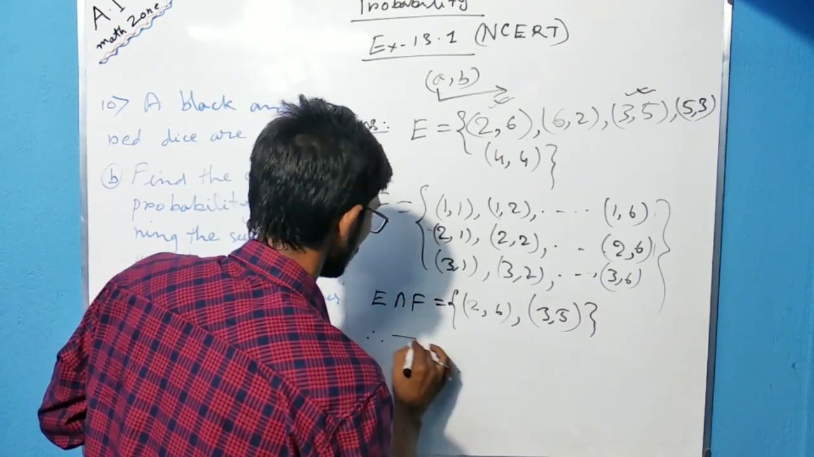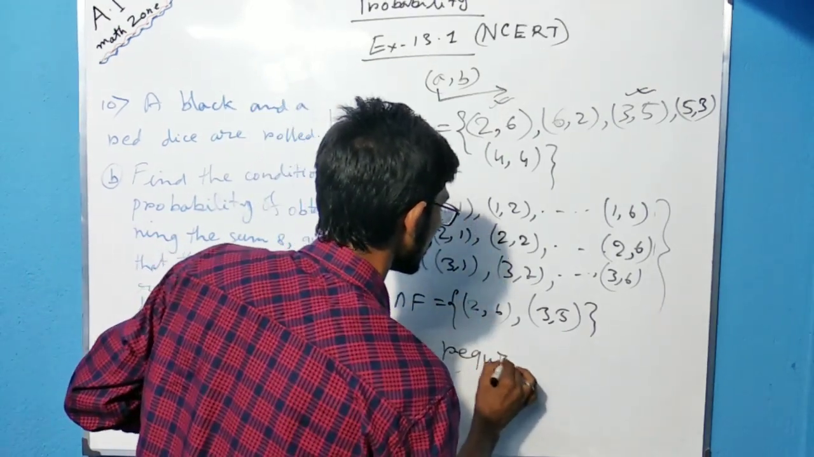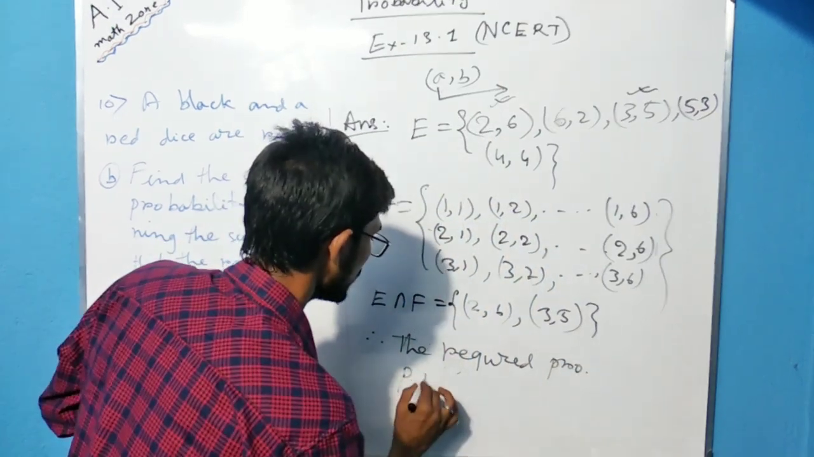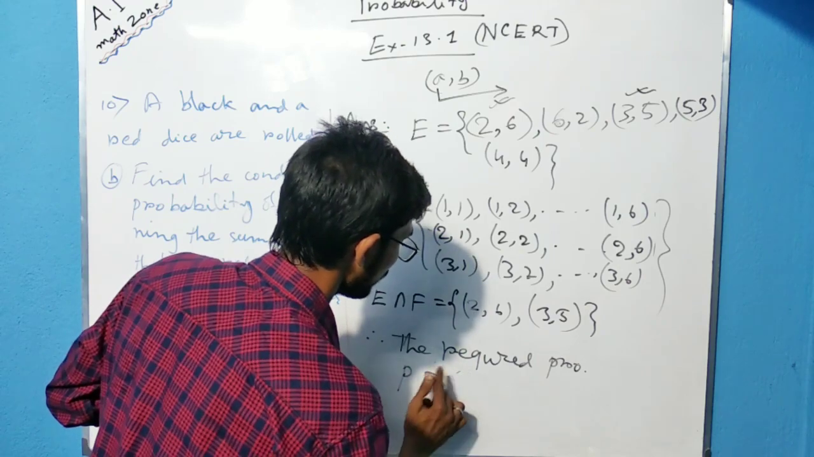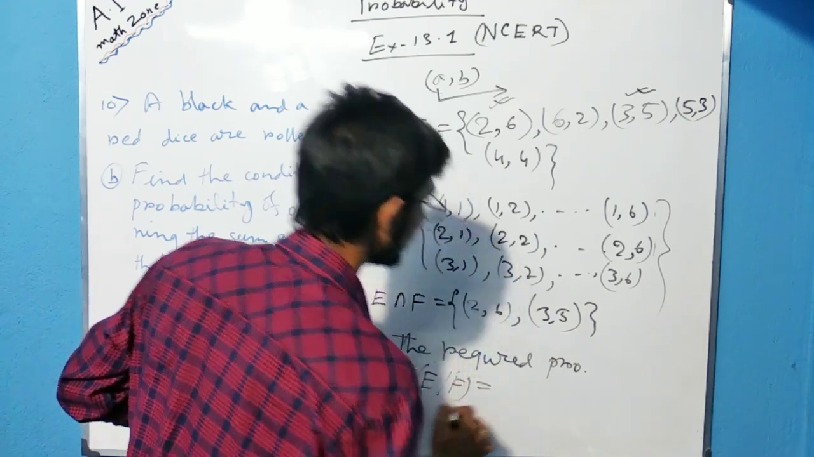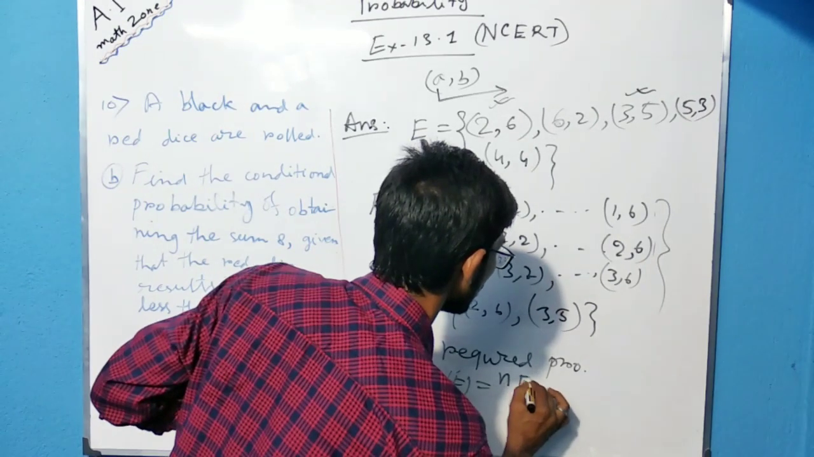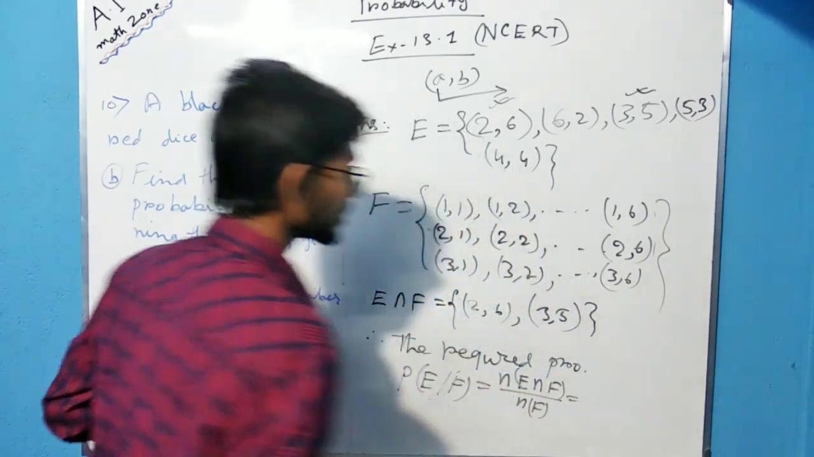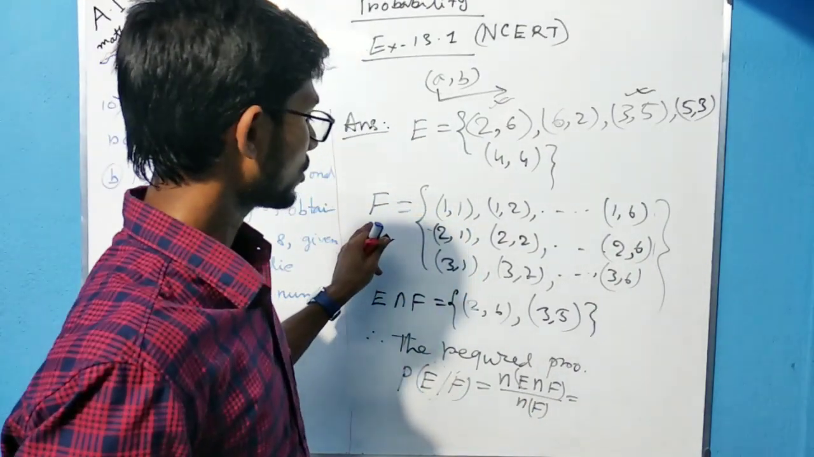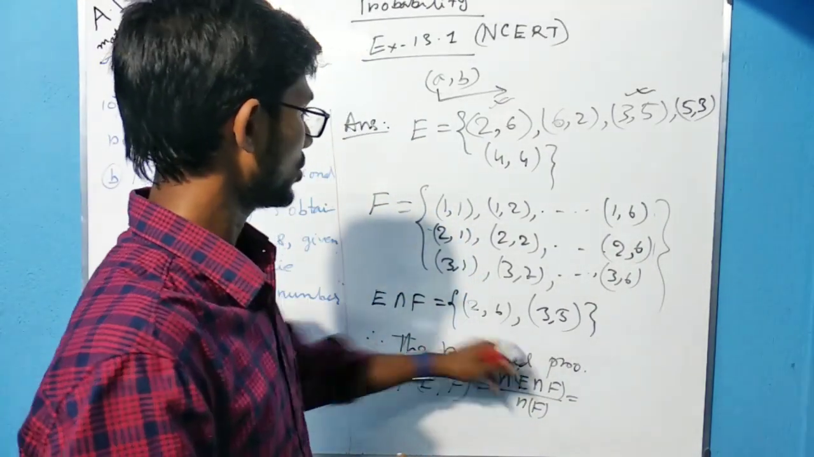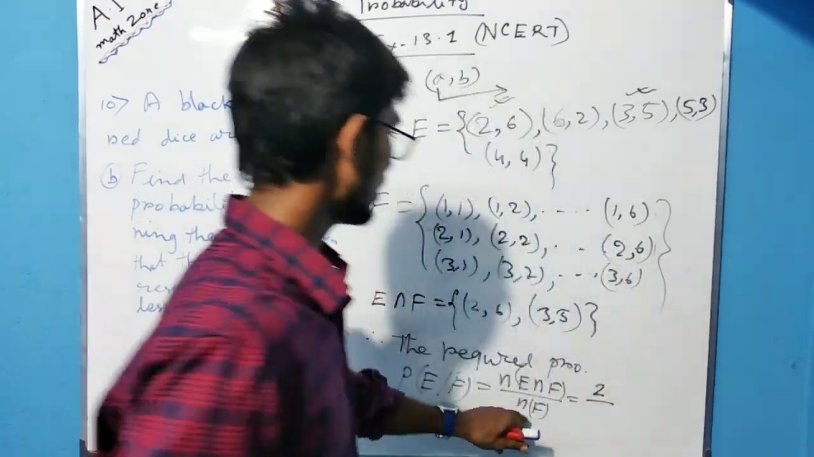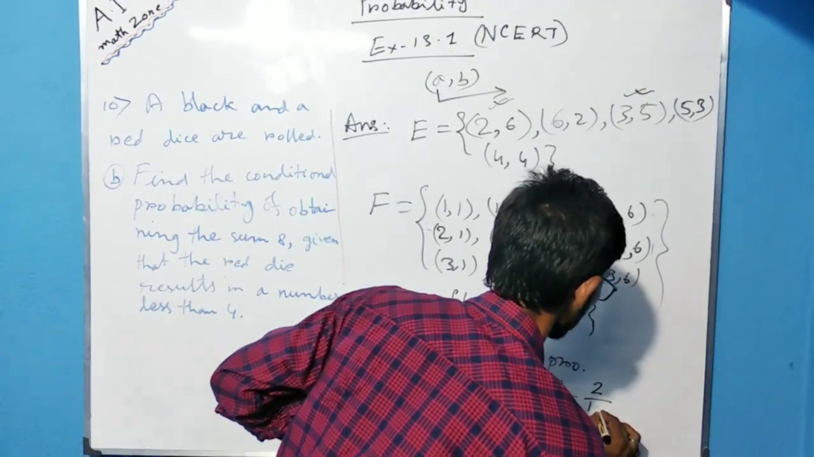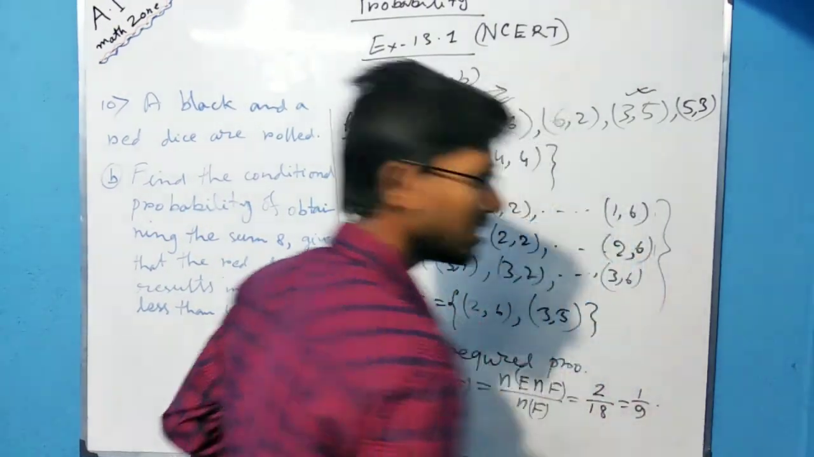Okay. Therefore, the required probability of E by F equals the cardinality of E intersection F divided by the cardinality of F. The cardinality of E intersection F, how much? 2. So this is 2 by the cardinality of F. How much? 6, 6, 6, so 18. So 1 by 9 is the answer.